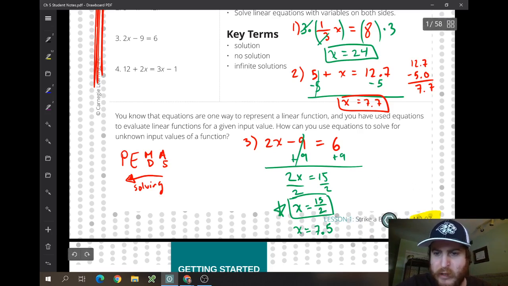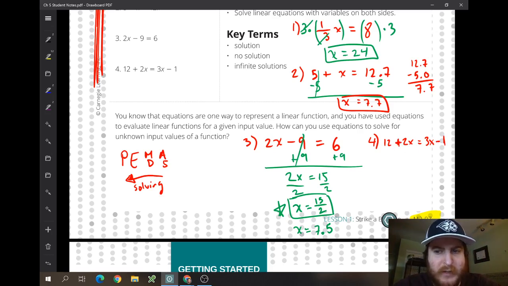An improper fraction. And then the last one, we have 12 plus 2x is equal to 3x minus 1. So what we want to do here is get all of our x's to one side and get all of our numbers to the other side. Now, it doesn't matter which side x goes on. A lot of students think that they have to put x on the left side.